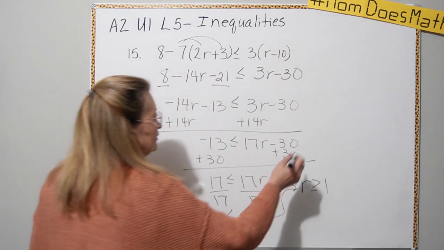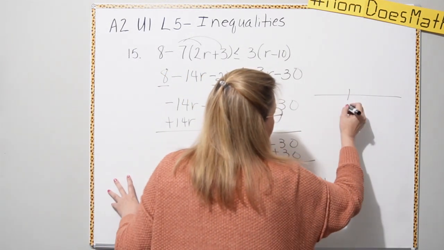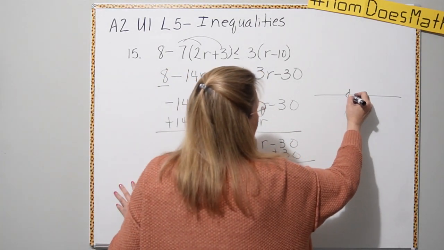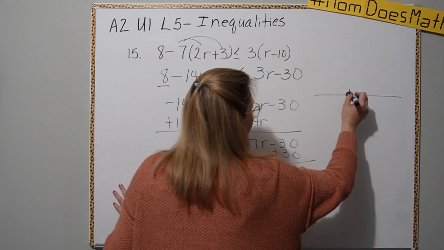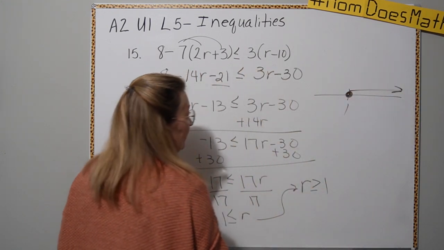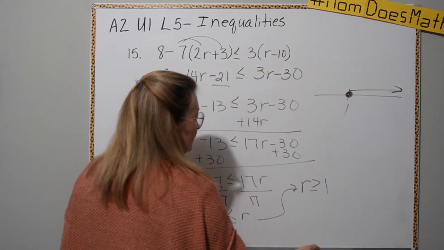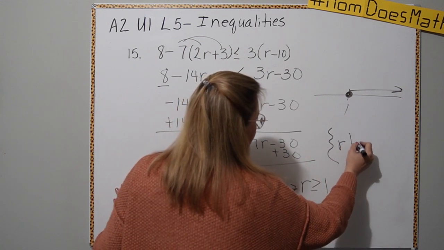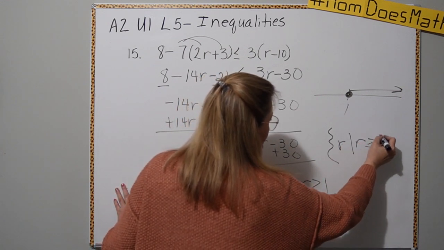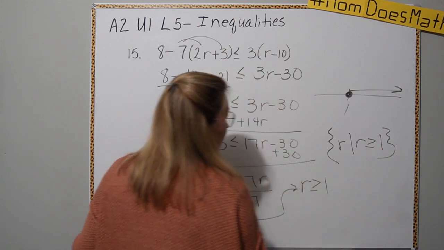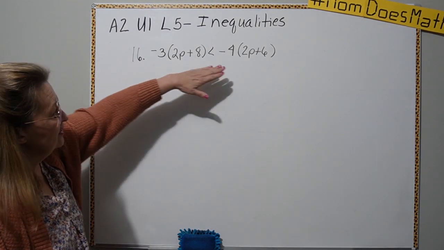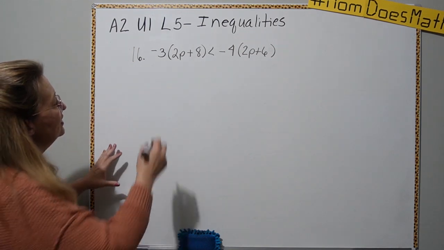All right, let's graph it. Just pick one and make it the 1. Since it's greater than or equal to, it is going to be a solid dot. Greater than goes to the right. All right, now to put this in set notation, that's just going to be your brace. R such that R is greater than or equal to 1. Close the brace. Okay, here's number 16. So first, let's get rid of the parentheses by distributing.